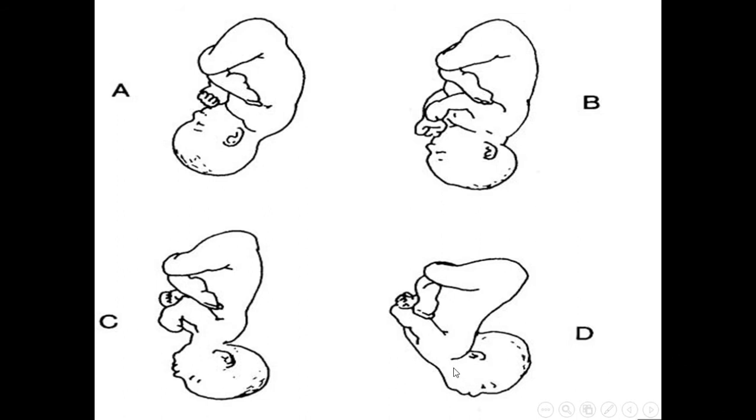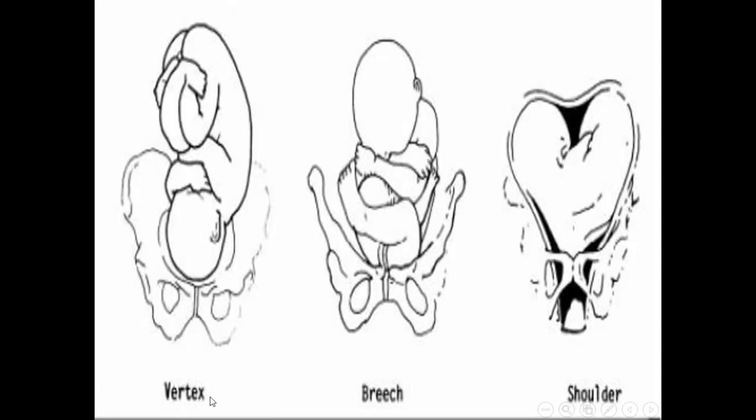Or maybe the fetal head is extended, we have what's called face position. Or maybe not extended, not flexed, so it's going down by the prow, so we have prow position. So, again, we have two lie, longitudinal and transverse. We have three presentation: vertex or cephalic presentation, breech presentation, and shoulder presentation.